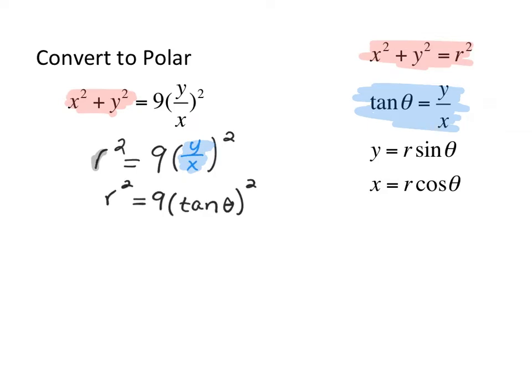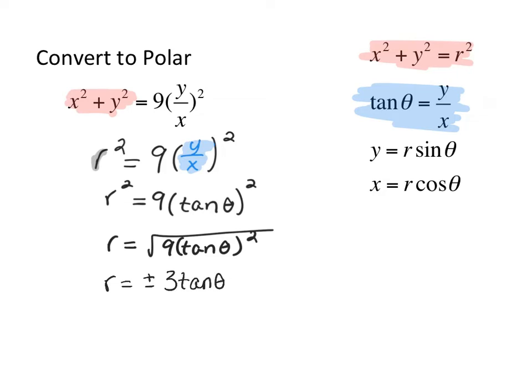Again, just like before, if it's easy to solve for r, we should do so. So to get r alone, we'll take the square root. So r is equal to the square root of 9 tangent of theta squared. This can be simplified a little bit, and I can simplify this by saying that r is equal to plus or minus the square root of 9, which is 3, and the square root of tangent squared, which is tangent of theta.